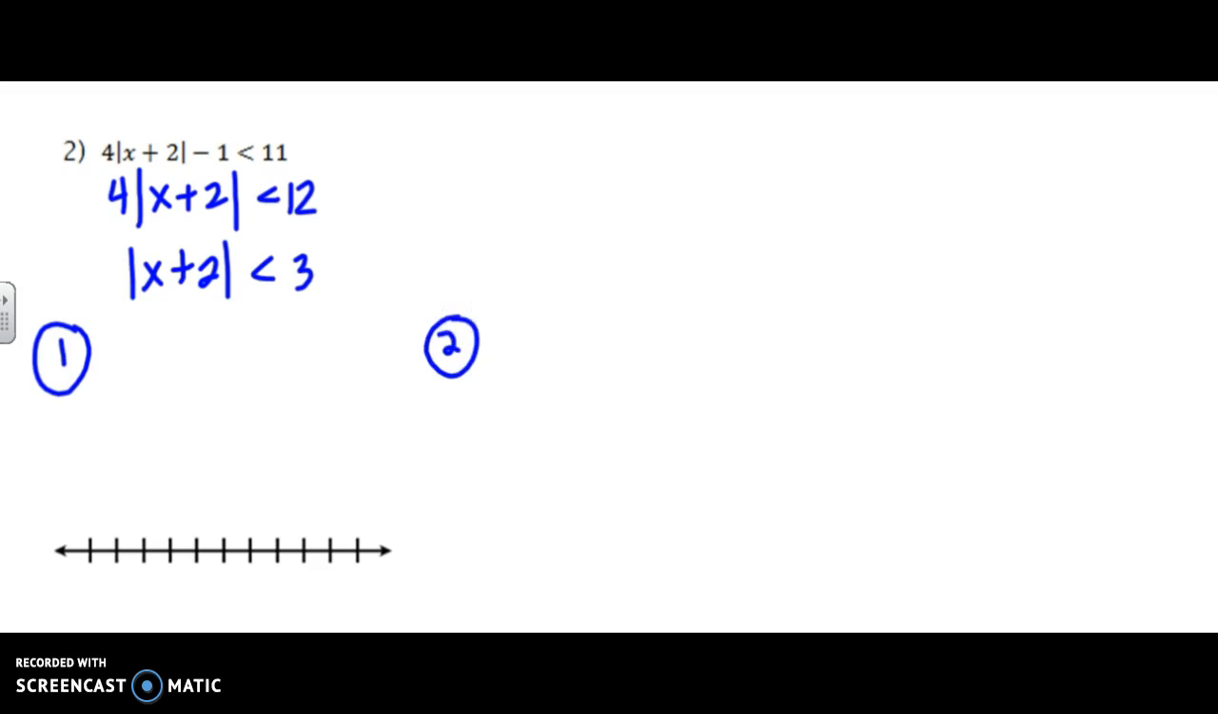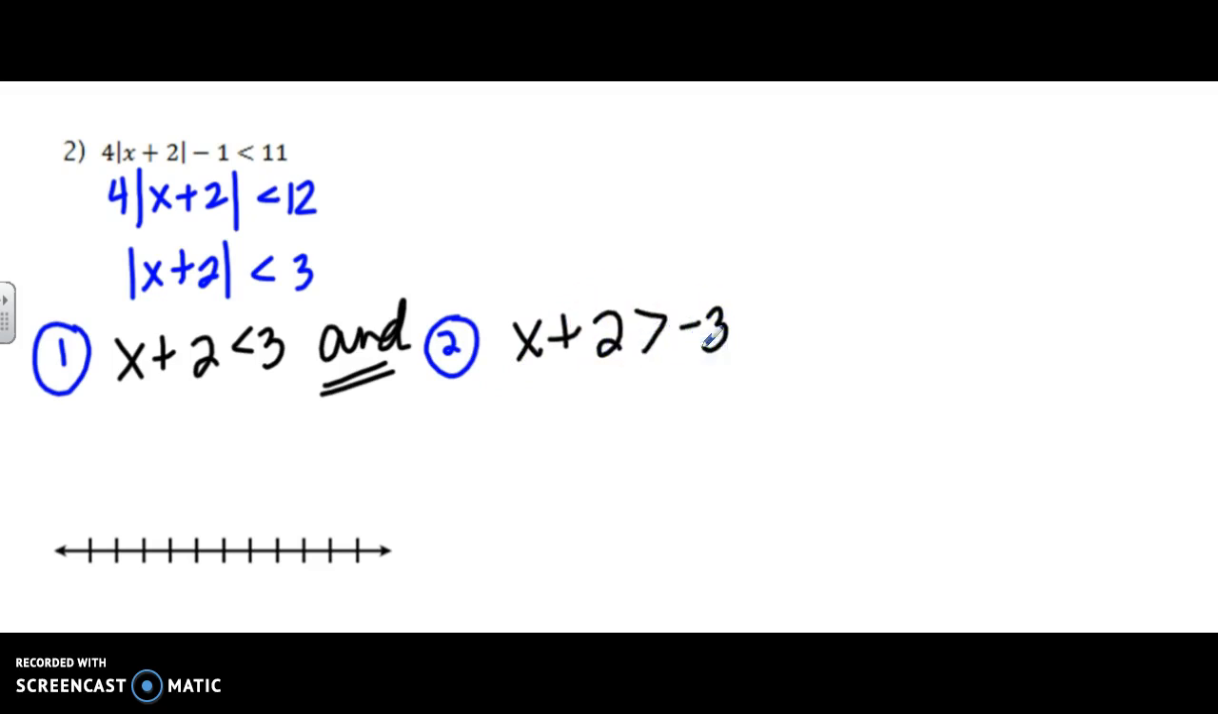So my first problem is going to be x plus 2 less than 3, and because this is a less than, I get an and here. And then x plus 2 greater than negative 3. Go ahead and solve each of those. If I subtract my 2, I get x less than 1 here. And if I subtract my 2, I get x greater than negative 5 on this one.